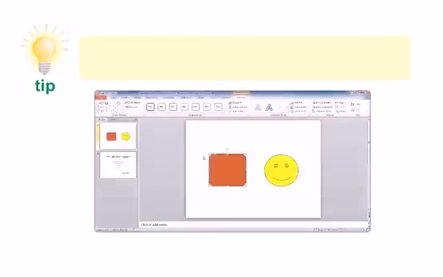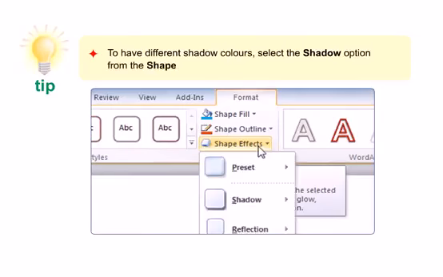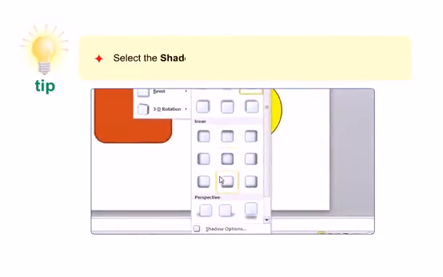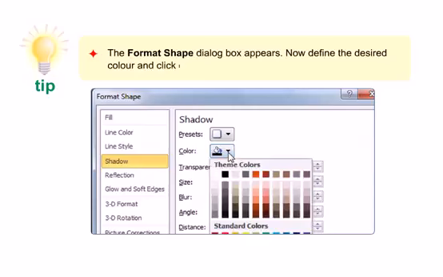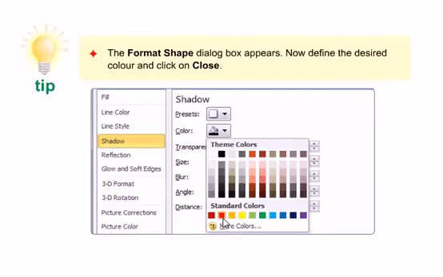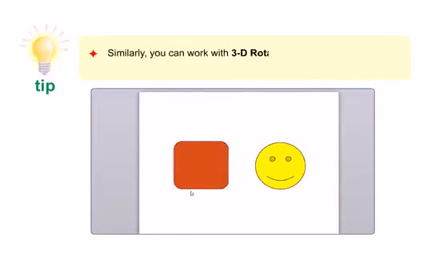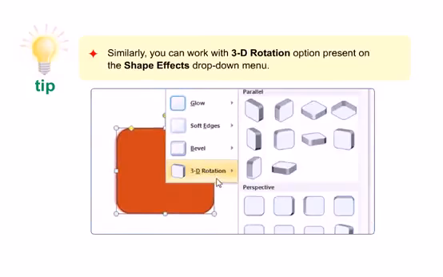It's time to note some important tips. To have different shadow colors, select the Shadow option from the Shape Effects drop-down menu. Select the Shadow option from the cascading menu. The Format Shape dialog box appears. Now define the desired color and click on Close. Similarly, you can work with the 3D rotation option present on the Shape Effects drop-down menu.